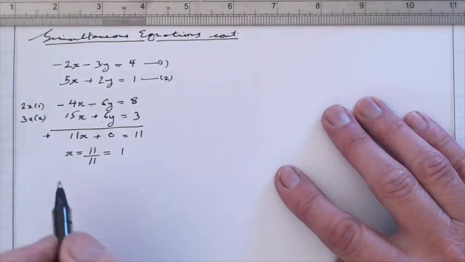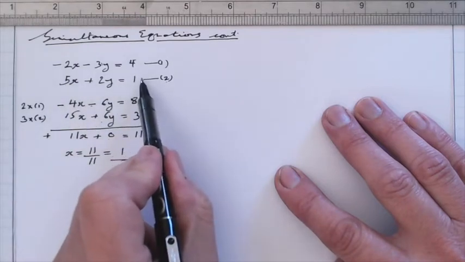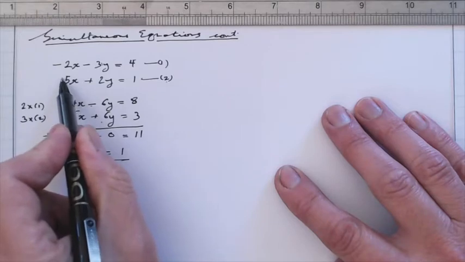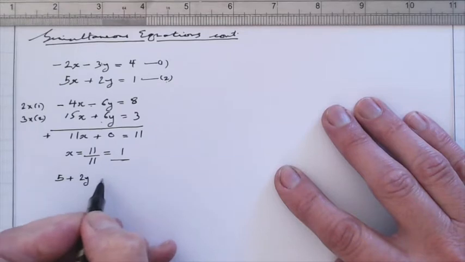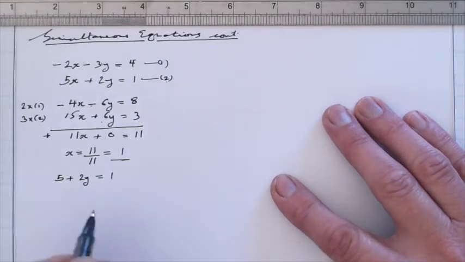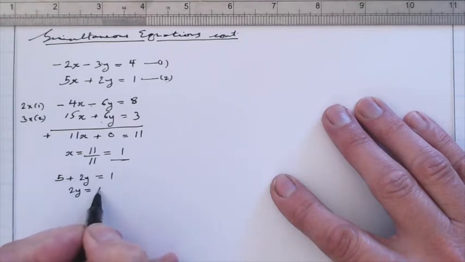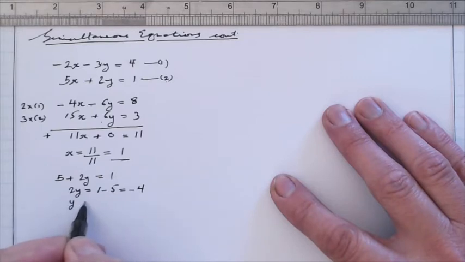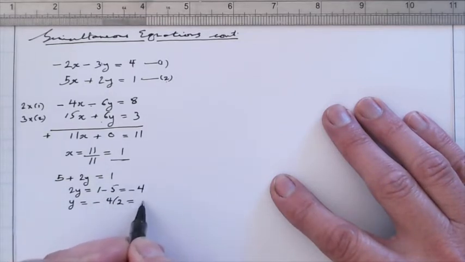And then we can straight away find y. Let's maybe solve it from equation 2. Putting x equal to 1 in equation 2, we have 5 times 1 is 5, plus 2y is equal to 1. I can subtract 5 from both sides, so 2y will be 1, take away 5 is negative 4. So y will be negative 4 divided by 2, which is negative 2. And so that's the solution of the problem.